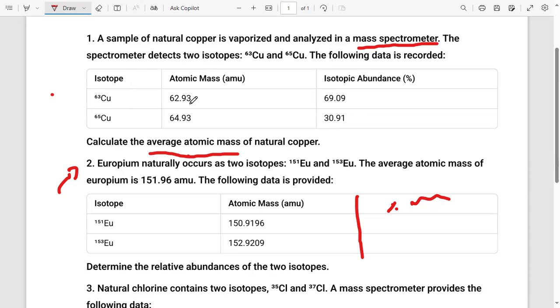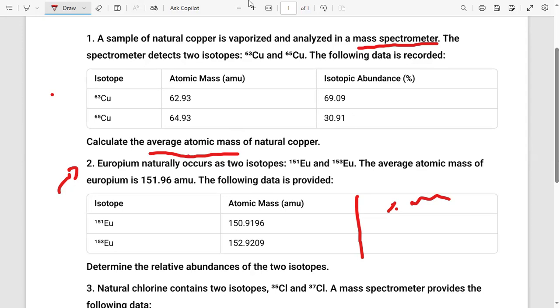And then for copper 65, we have 64.93 and then 0.93. Okay, and then we are told this one has a percentage of 69.01. This one has a percentage of 30.91. Okay, and then the question is calculate the average atomic mass.